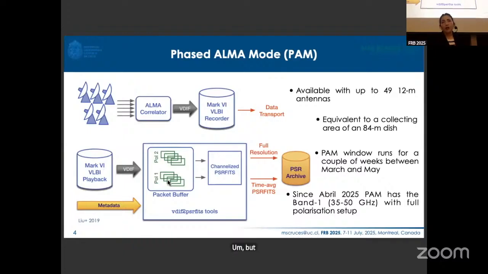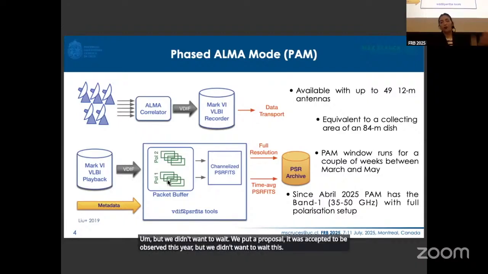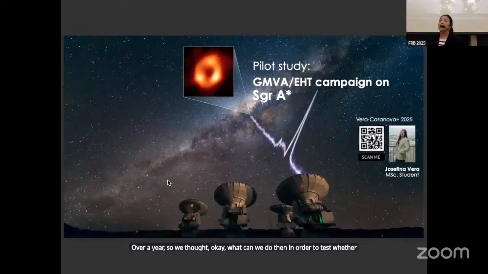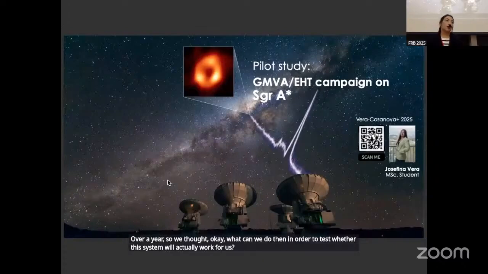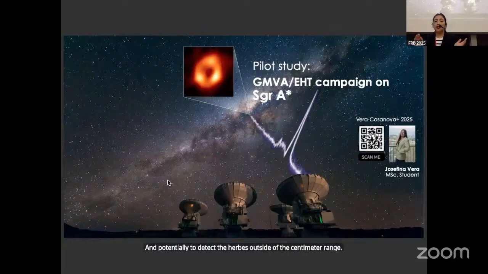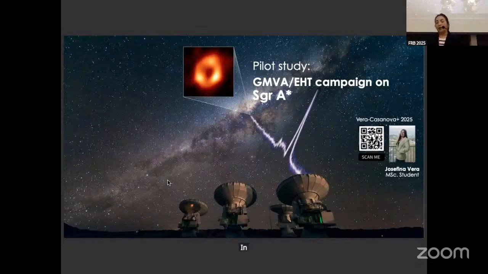But we didn't want to wait. We put a proposal, it was accepted to be observed this year, but we didn't want to wait over a year. So we thought, okay, what can we do then in order to test whether this system will actually work for us and potentially to detect FRBs outside of the centimeter range. So it turns out there is some beautiful data from EHT, in which ALMA naturally took part, and that we decided to use.